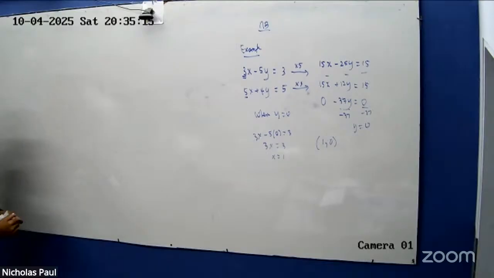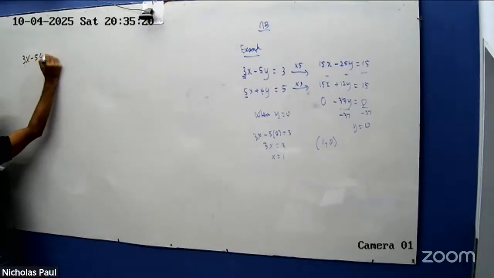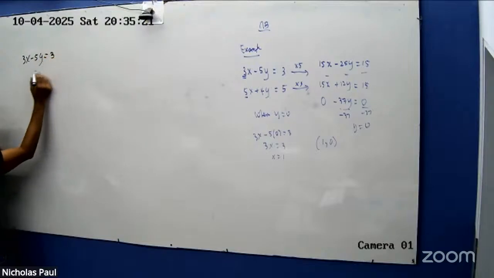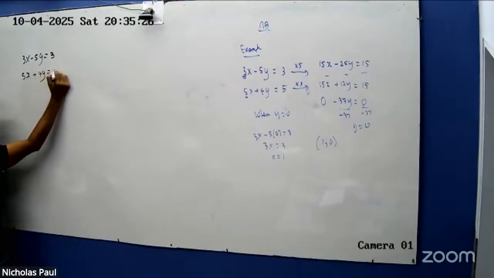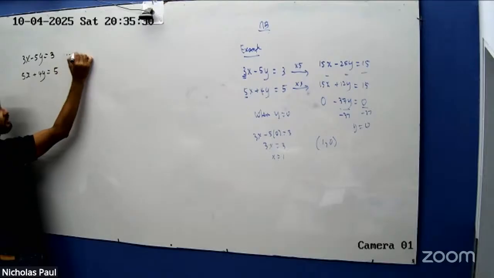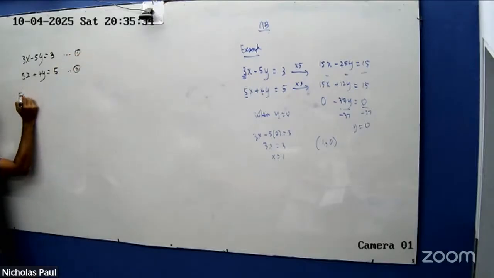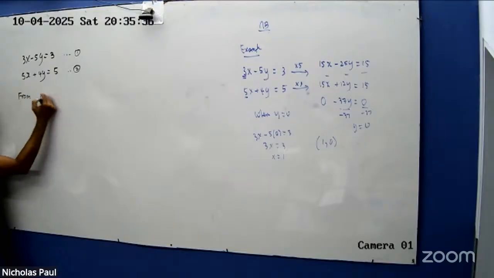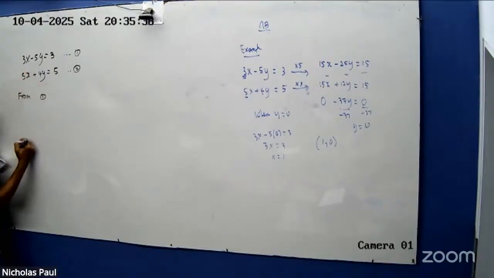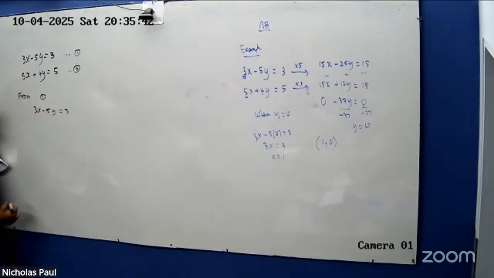We want to take this same equation now and use the substitution method. In the substitution method, the first thing we have to do is label them up. Then from equation 1, let's make x the subject of the formula. So watch me here. Tell me if we get lost anywhere.